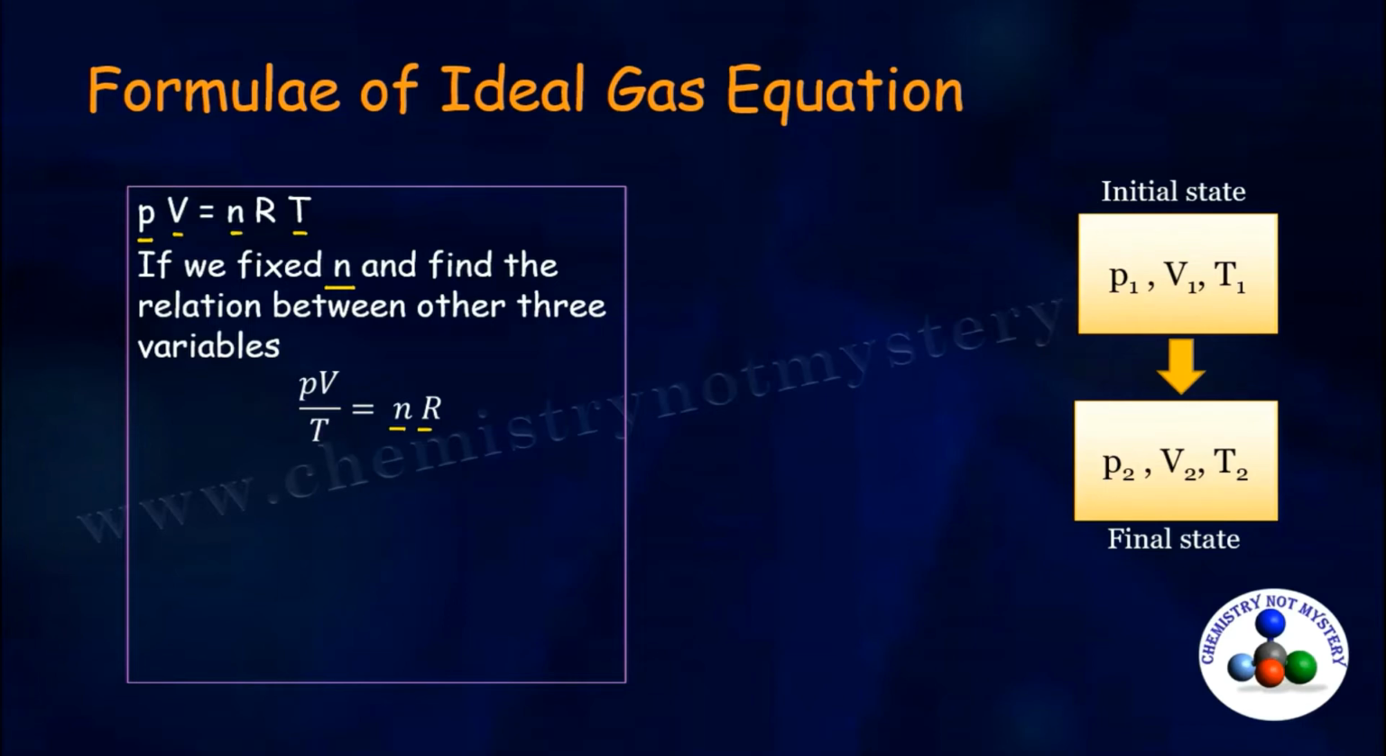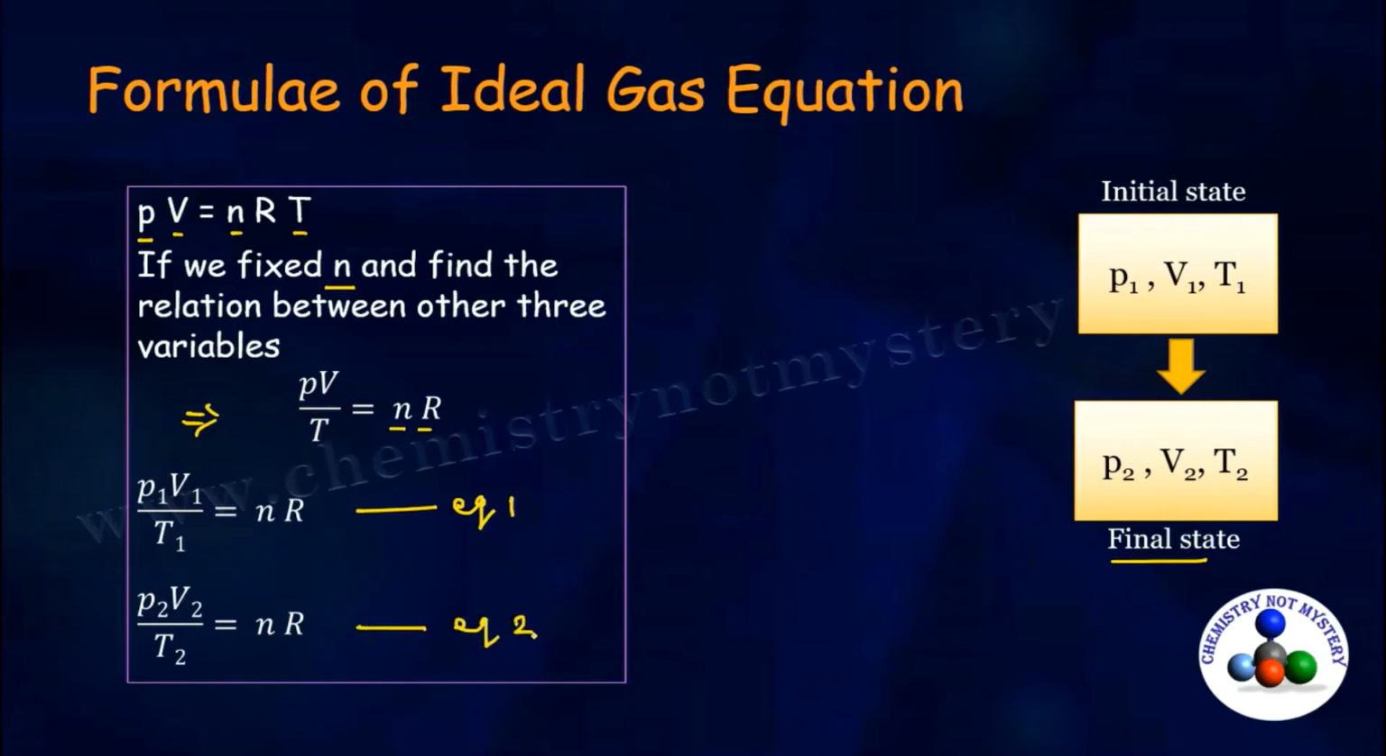In the initial state, pressure is P1, volume is V1 and temperature is T1. After some time, when it reaches the final state, its pressure becomes P2, volume becomes V2 and temperature becomes T2. When you apply this equation for the initial state, you get P1V1/T1 = nR. Name this equation 1. Now apply this formula for the final state. Here you get P2V2/T2 = nR. Name this equation 2.